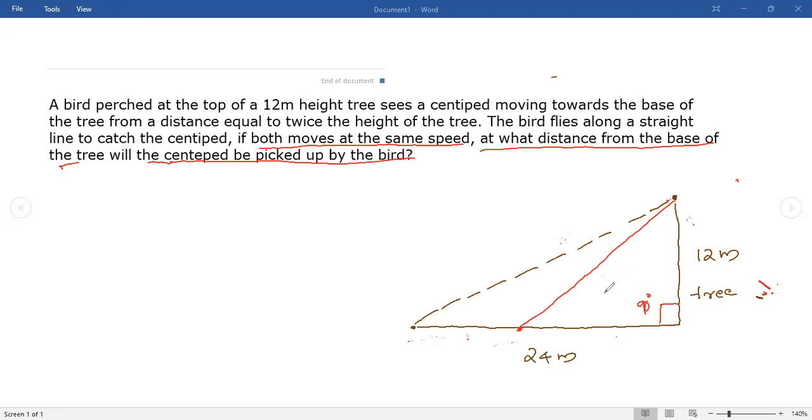Which region can I find out, whether it is the brown line or the red line? Red line, sir. Okay. Suppose this region, or we can look into this equation easily. So this is 24, this is 24, right?